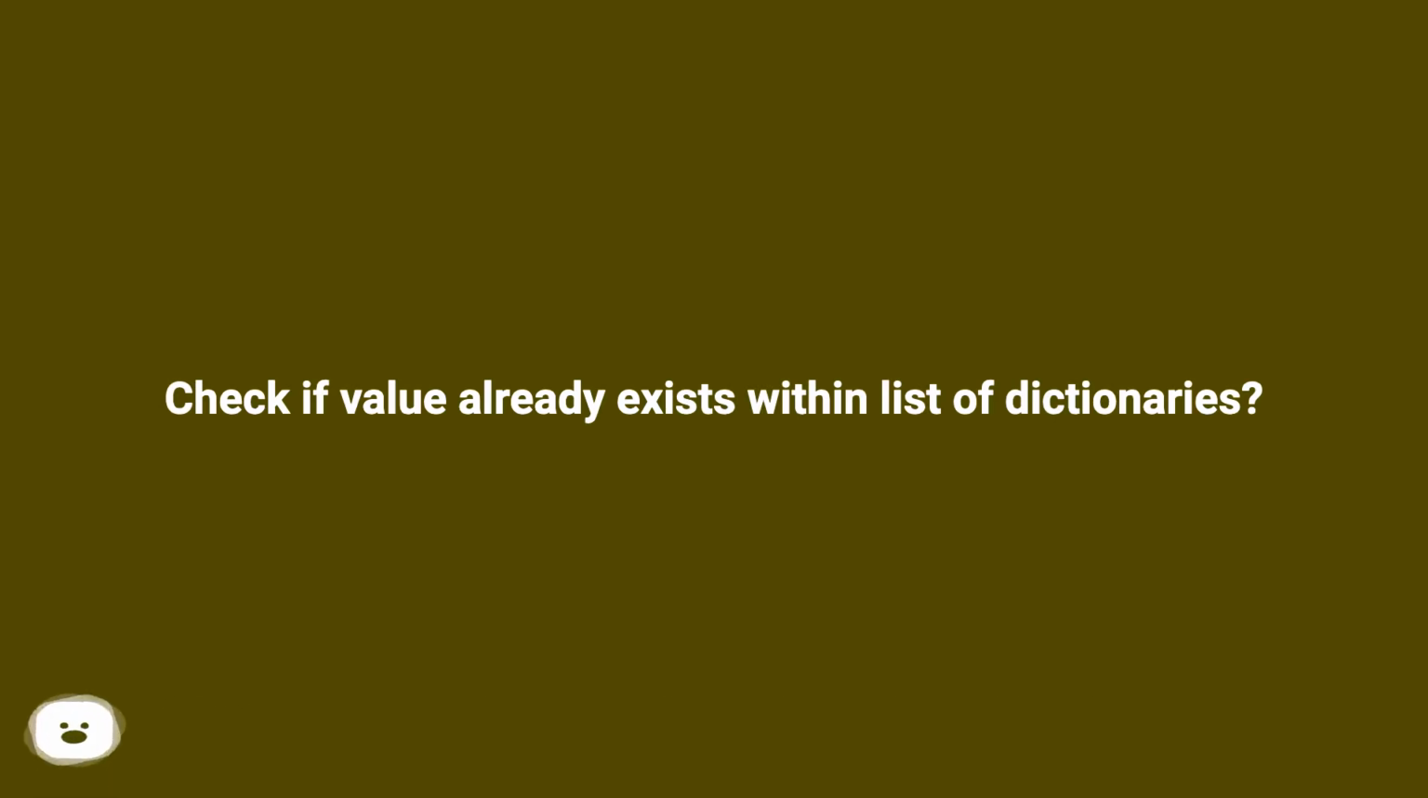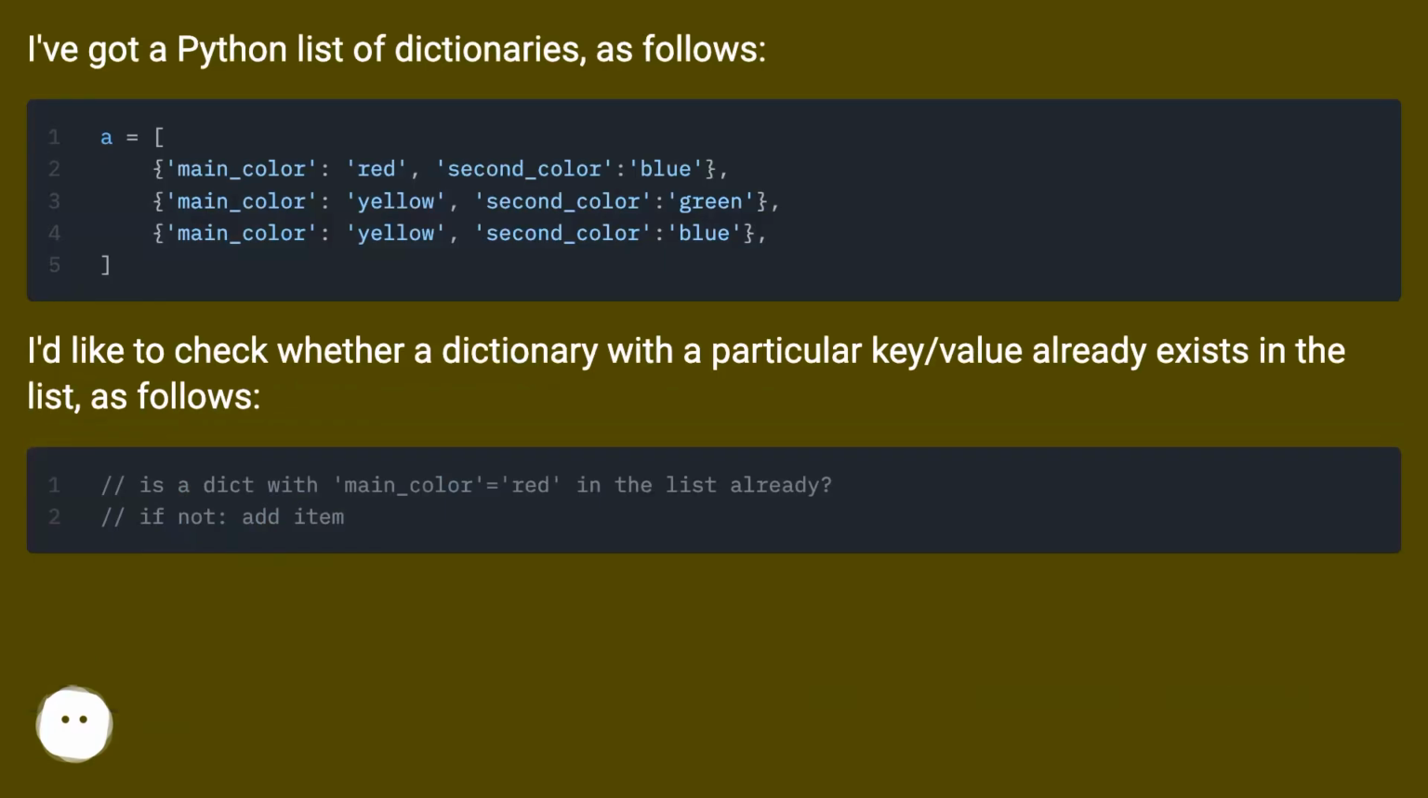Check if value already exists within list of dictionaries. I've got a Python list of dictionaries, as follows. I'd like to check whether a dictionary with a particular key/value already exists in the list, as follows.